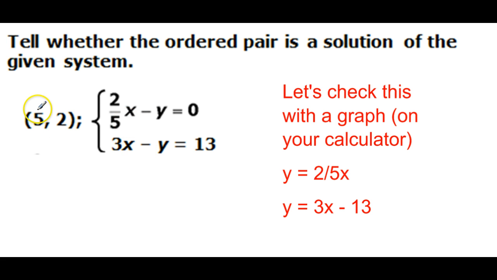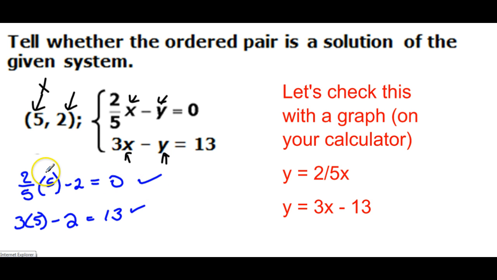One way to check is to take this, substitute this in for your x value in both equations. So we're going to put a 5 here and a 5 here, and take this and put it in for the y value. So that's going to go here and that's going to go here. You can see that both of these work. When you put a 5 in for the x and a 2 in for y, you get 0. 5 in for the x, 2 in for the y, you get 13. So they both work.